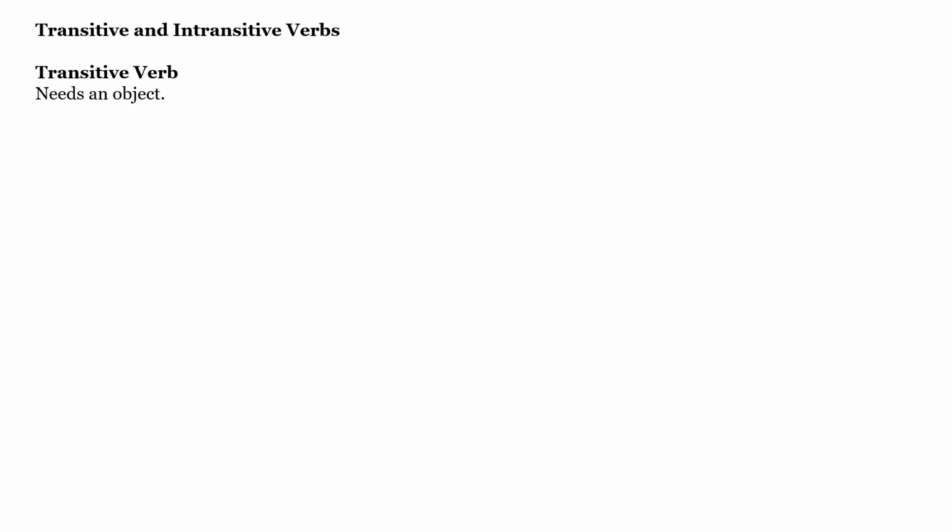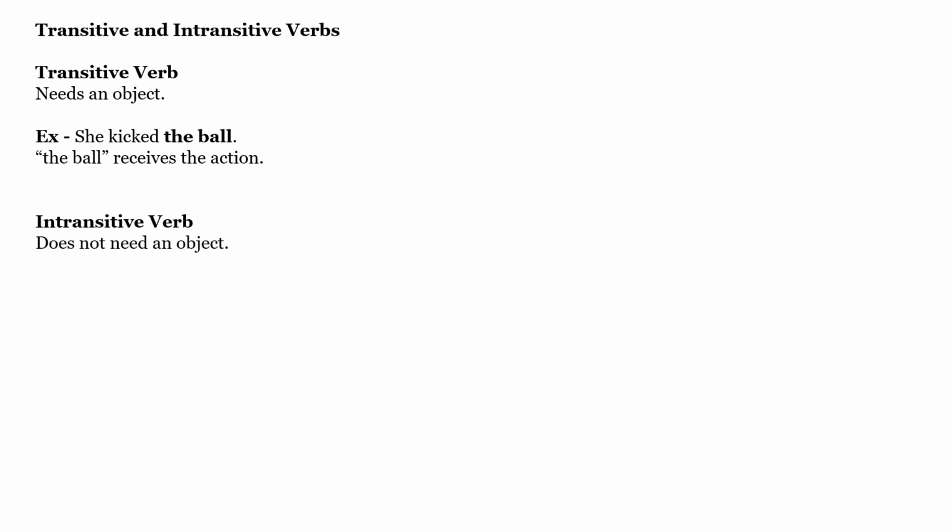Okay. Here we will discuss transitive and intransitive verbs. Transitive verbs are verbs which need an object. For example, she kicked the ball. The ball receives the action. Here, kicked is a transitive verb because it needs an object. Intransitive verbs do not need an object. For example, the baby cried. No object is needed here.